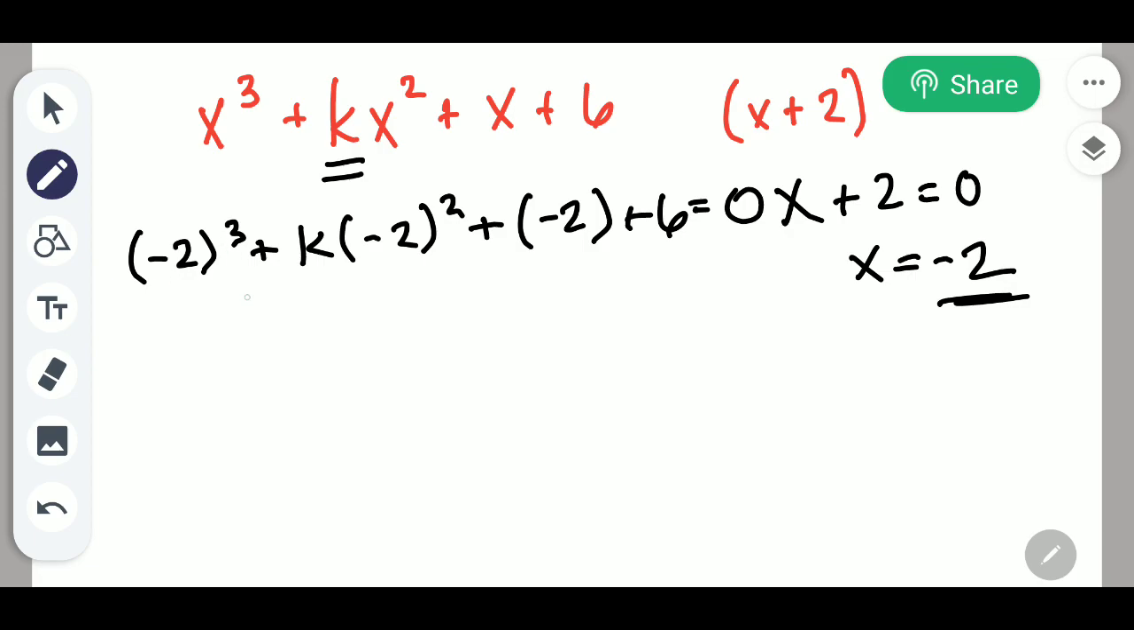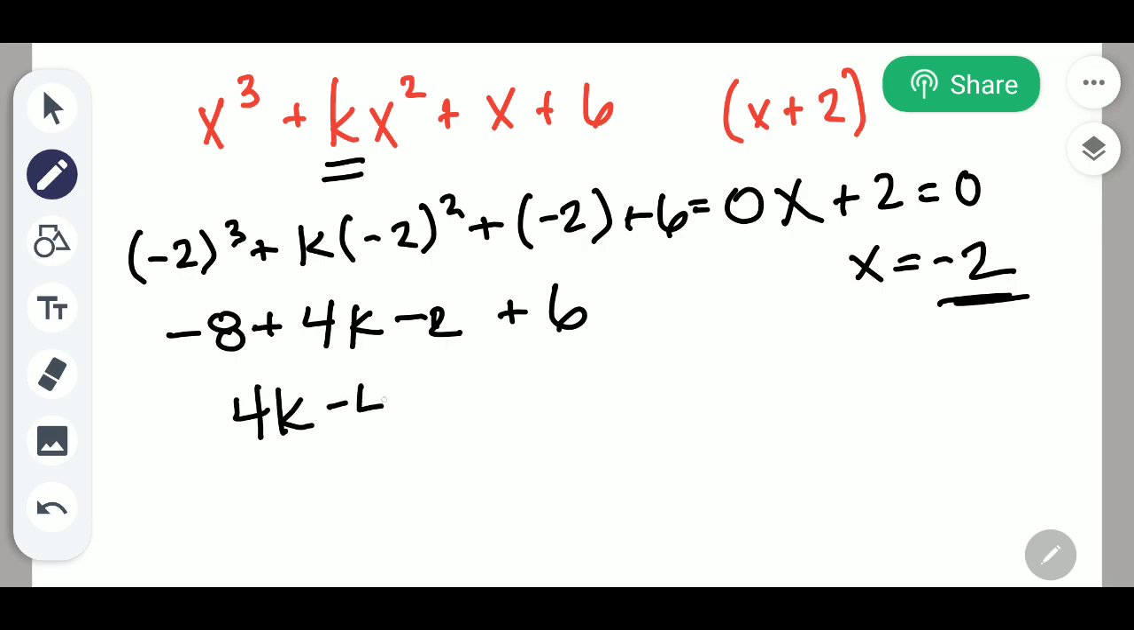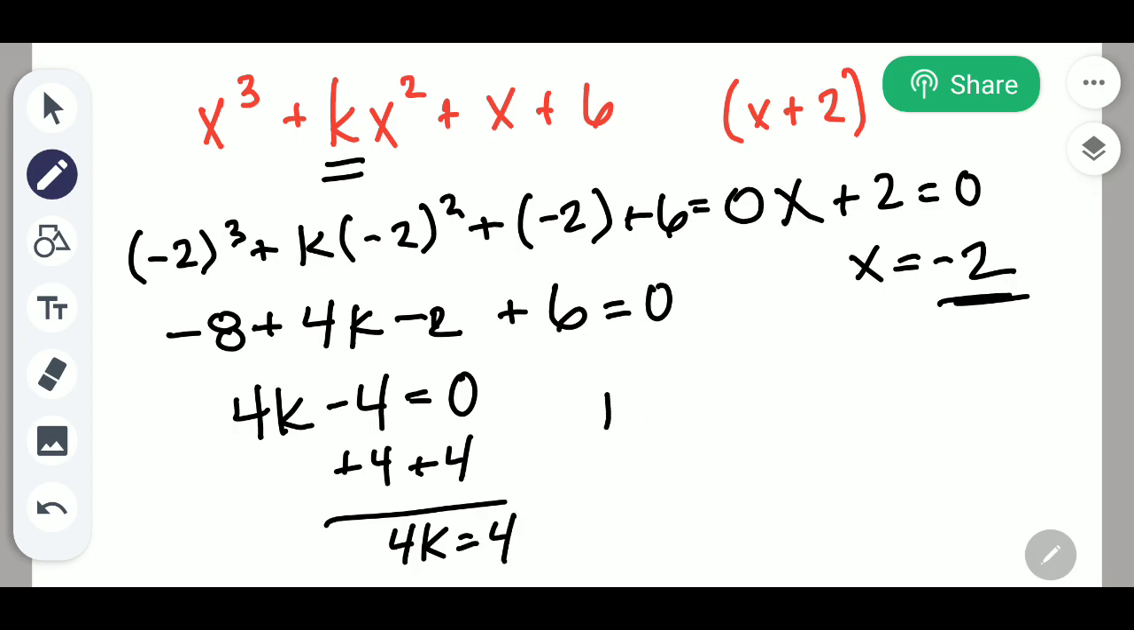So -2 cubed is -8. -2 squared is 4, times k, so 4k, minus 2 plus 6. So we get 4k minus 4. This all equals 0. Add your 4. 4k equals 4. So k equals 1. So if we put 1 in for k, that'll make this our factor because that makes it equal to 0. So k would have to be 1.